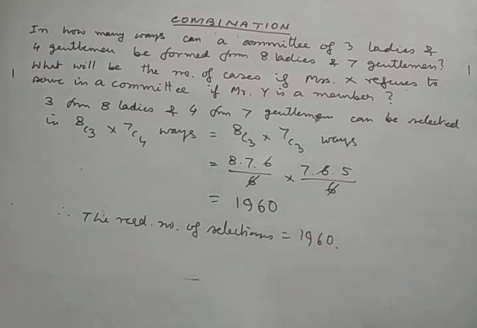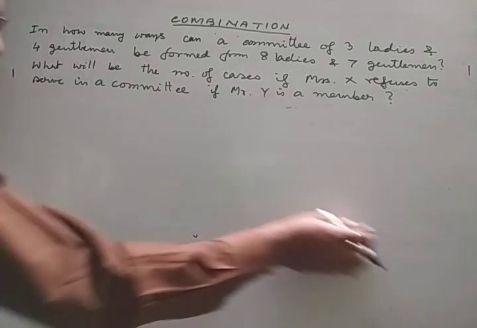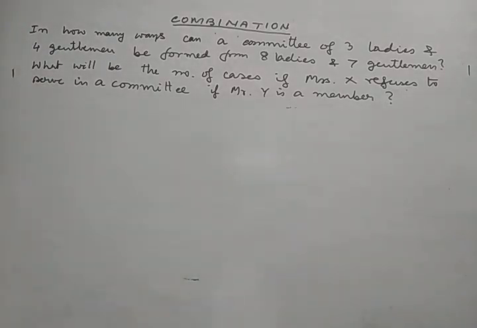ঠিক? এবার বলছে if Mrs. X refuses to serve in a committee if Mr. Y is a member, তাহলে কি কি কন্ডিশন হতে পারে? Mrs. X is in the committee and Mr. Y is not a member. Mrs. X is not a member in a committee but Mr. Y is a member. Mrs. X and Mr. Y both are members, and Mrs. X and Mr. Y both are not the members of the committee. এই চারটের সাম কত?